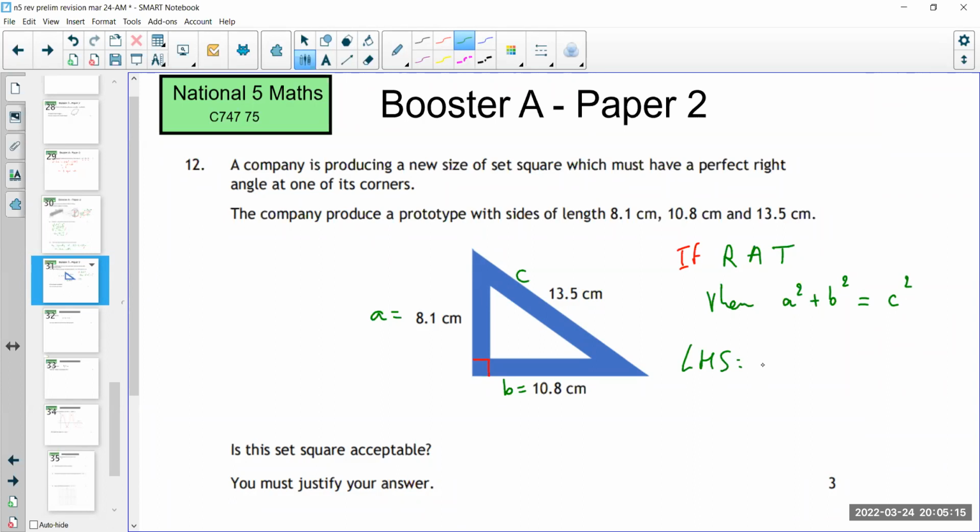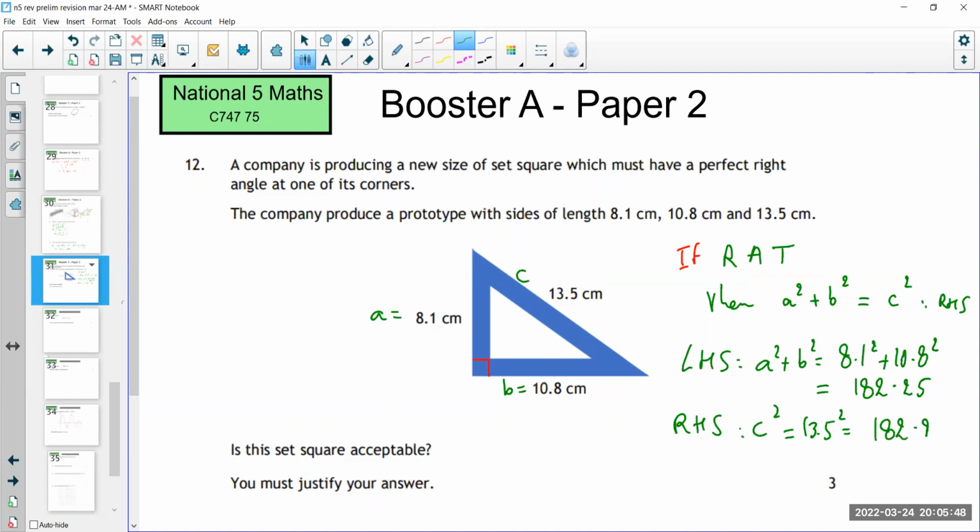Now we're going to calculate the left-hand side by saying that it's A squared plus B squared. You put that in your calculator, 8.1 squared plus 10.8 squared. And that gives me 182.25. We do the same for C squared, the right-hand side there. C squared equals 13.5 squared. And I get the same answer.